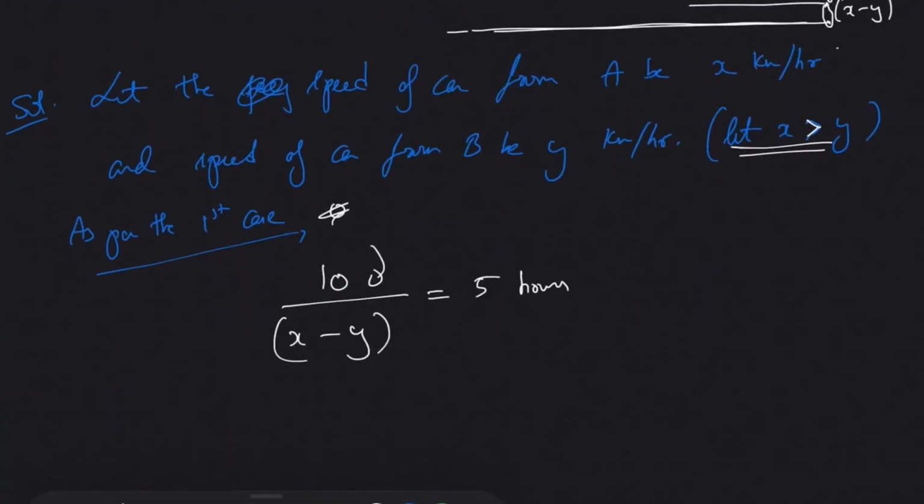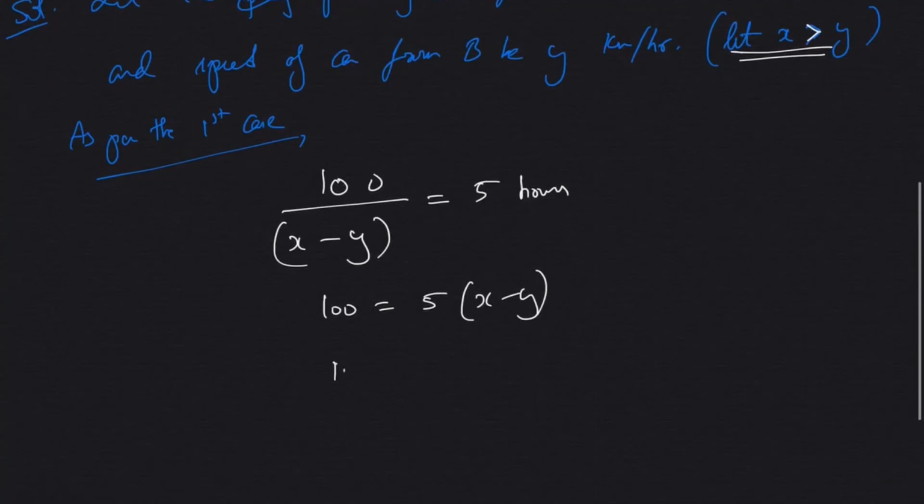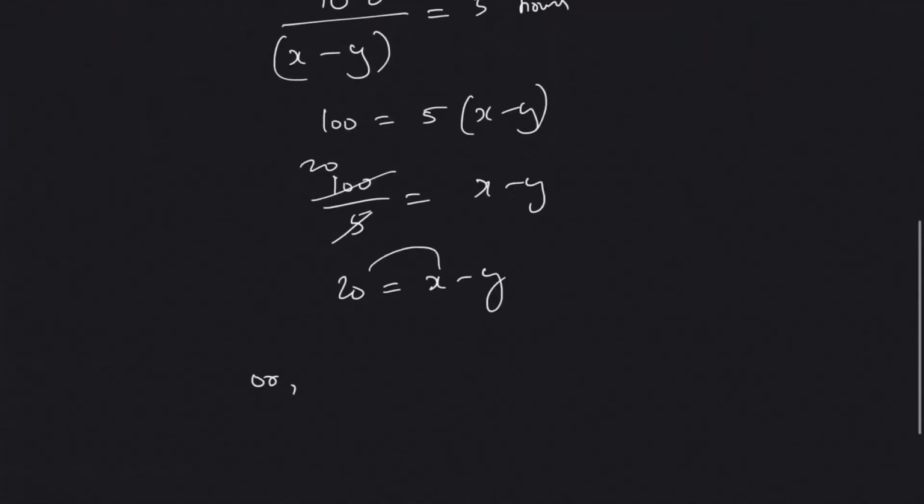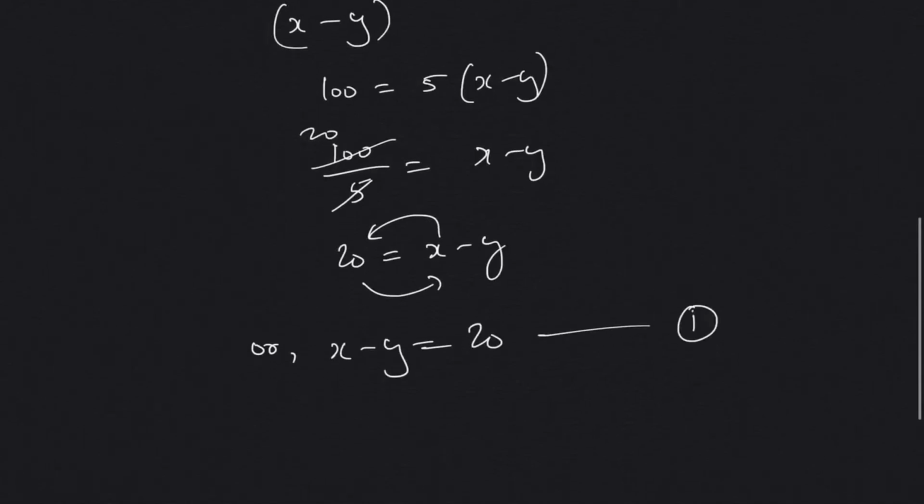Okay, so the distance is 100, isn't it? So that will be 100 equal to 5 into x minus y. So we can just solve this. 100 by 5 equal to x minus y, that is 20. So 20 equal to x minus y. Or I'll just exchange the sides: x minus y equal to 20. We'll mark this as equation 1.